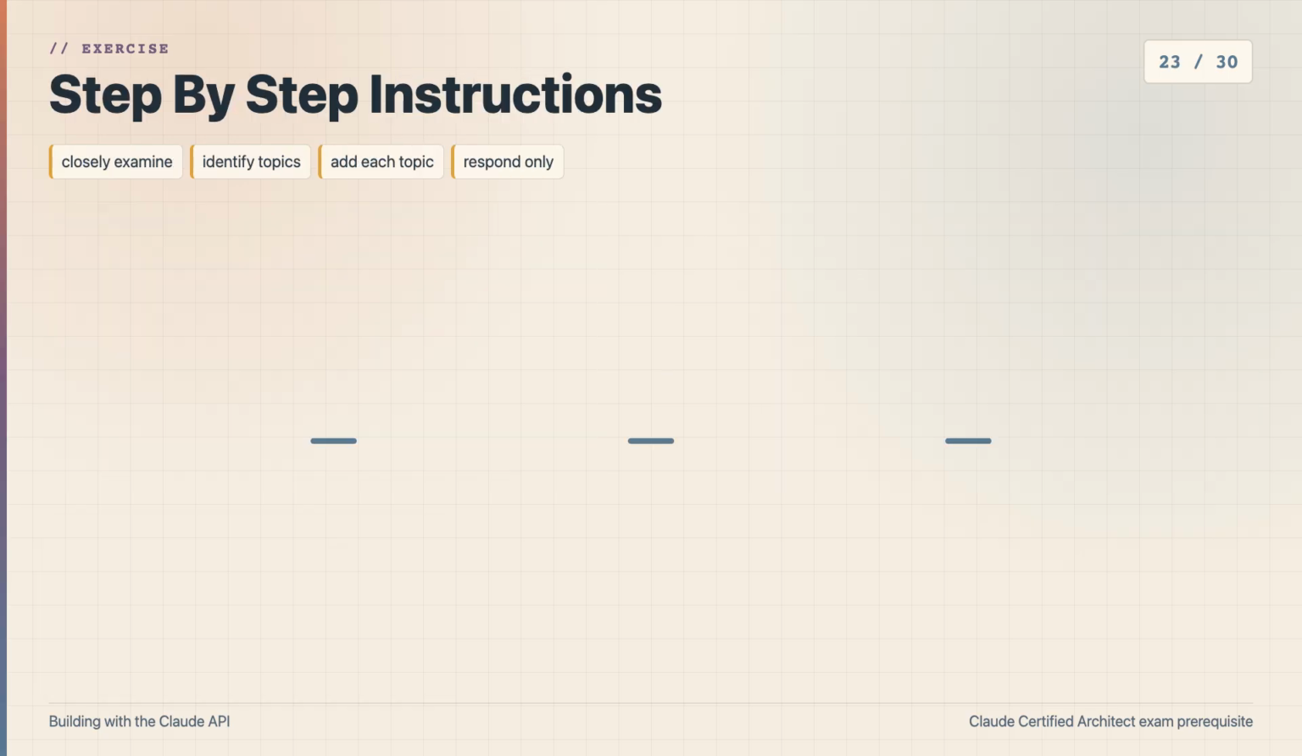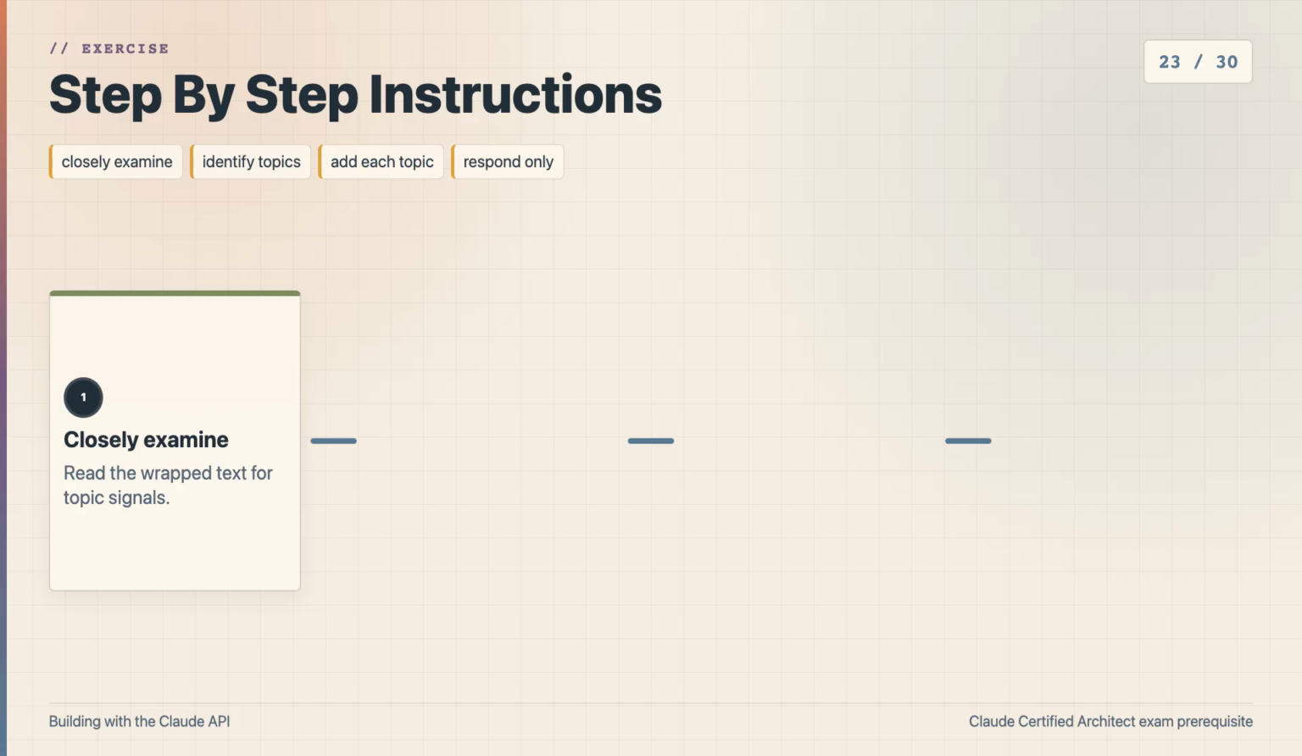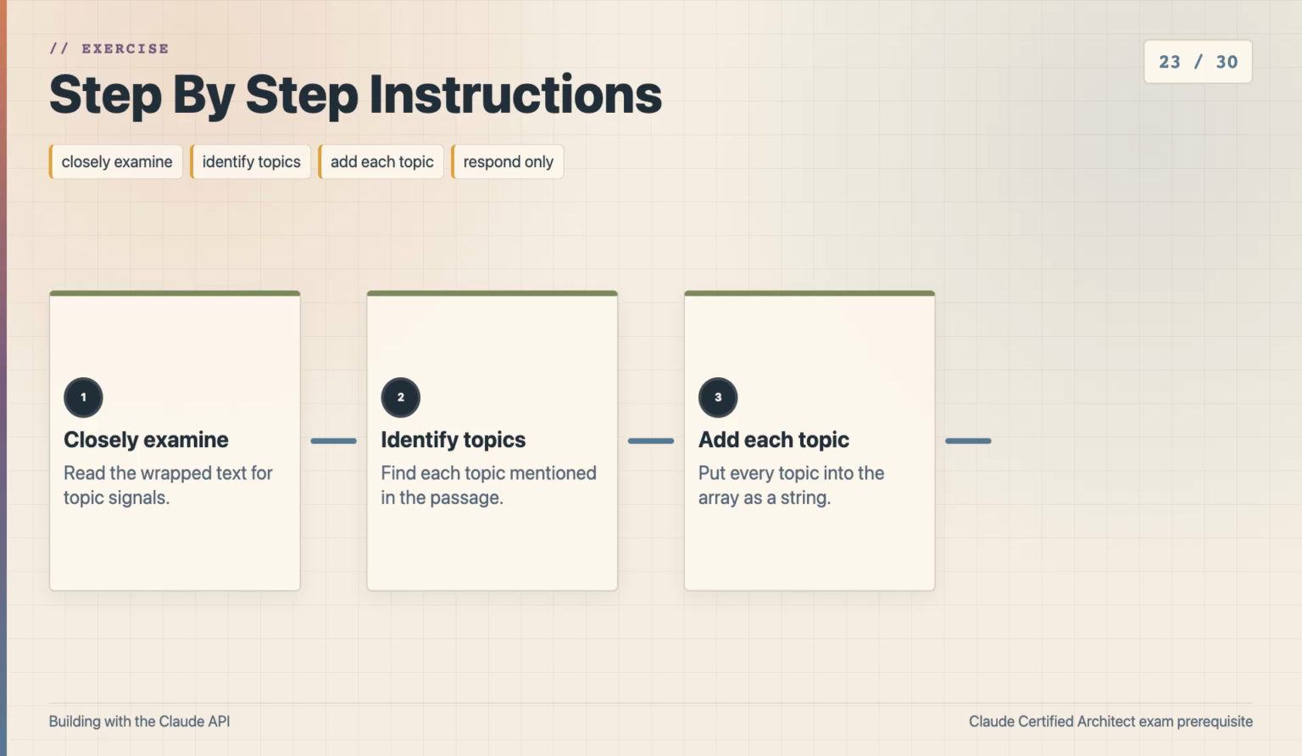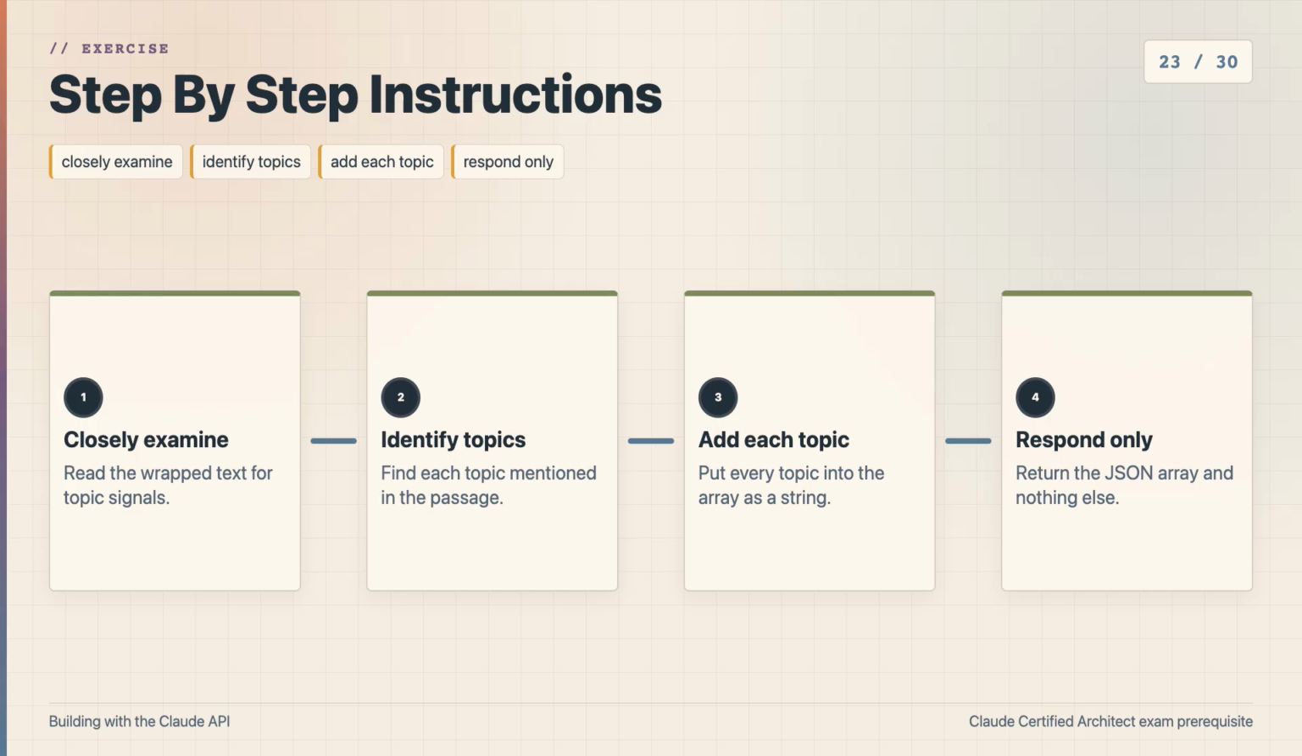Next, add a short process. Tell Claude to closely examine the text, identify the topics mentioned, add each topic to the array, and respond only with the JSON array. The steps are not meant to be verbose. They make the criteria explicit. The evaluator wants the strings to contain only topics, without commentary, so the final instruction should say that the answer is the array and nothing else. The steps also make the grading criteria readable to a future maintainer.